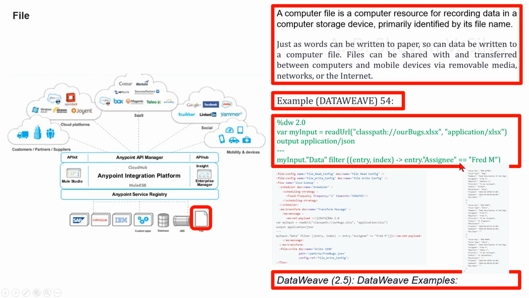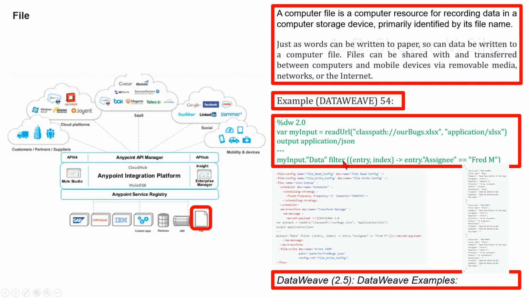The script passes classpath colon slash ourbugs.xlsx, application/xlsx, output application/json. myInput.data filter ((entry, index) -> entry.assignee == fredName). Script.